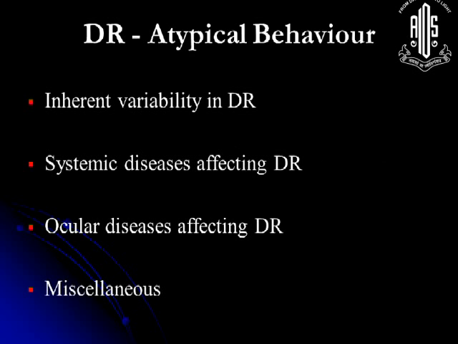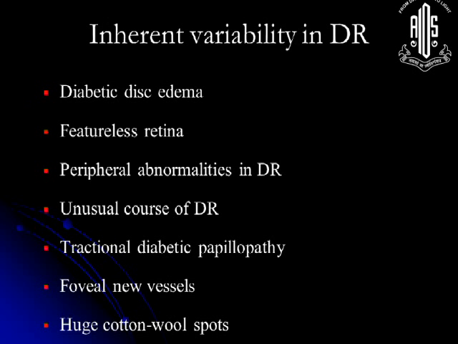So this atypical behavior is demonstrated by the inherent variability in diabetic retinopathy itself, the various systemic as well as ocular diseases that affect the course of diabetic retinopathy, and other miscellaneous features. How does the inherent variability of diabetic retinopathy manifest?